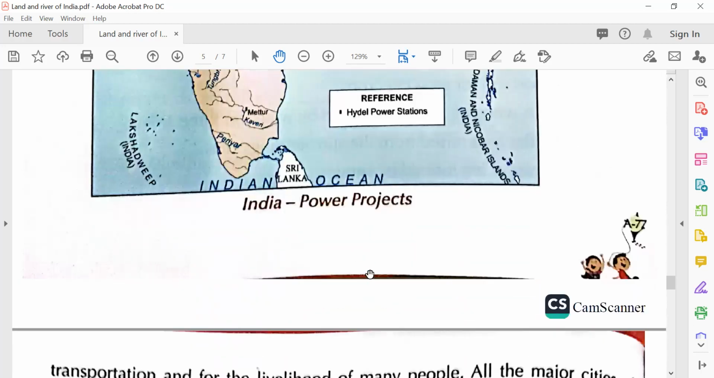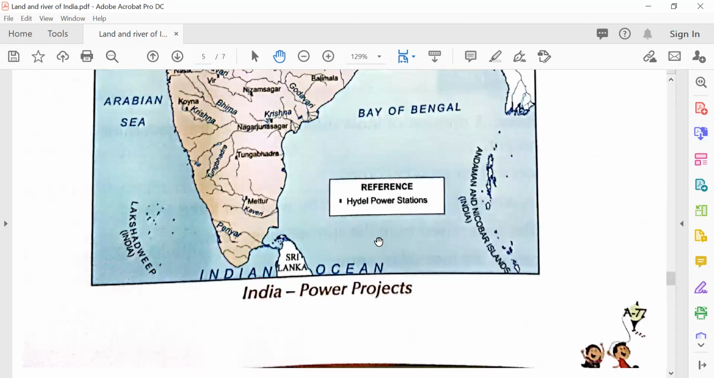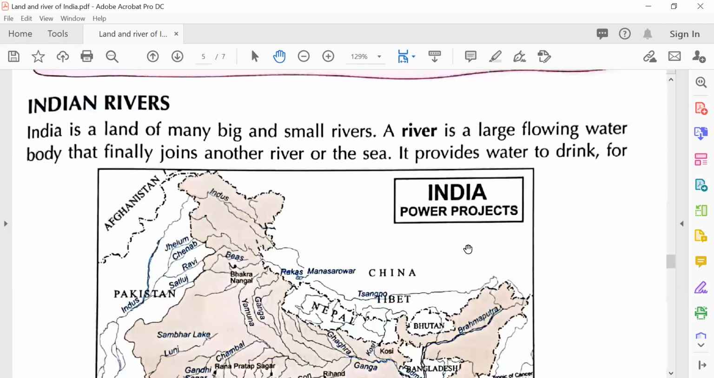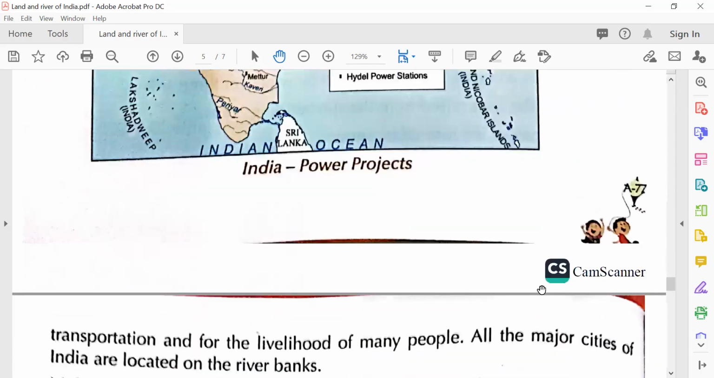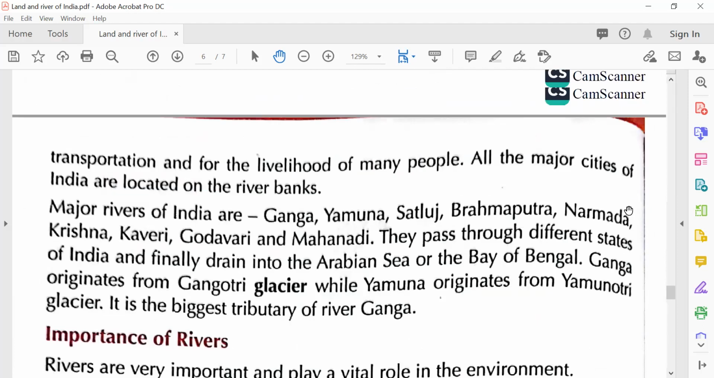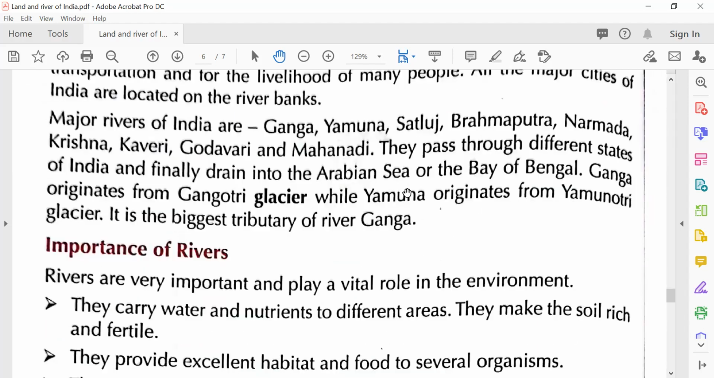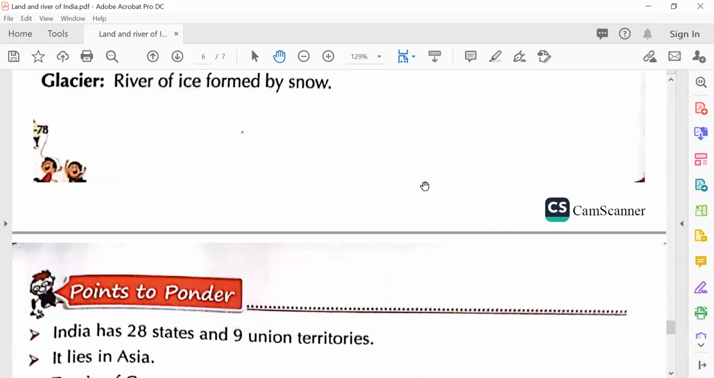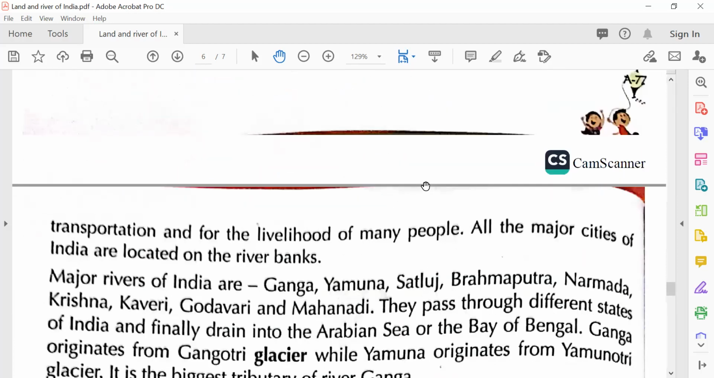Who is one of the largest rivers? So let's see what they are saying. In India, Indian power projects are also there beside the rivers. So transportation and livelihood of many people, all the major cities of India are located on the river banks. So many, are we missing a page? No, we are not missing a page.